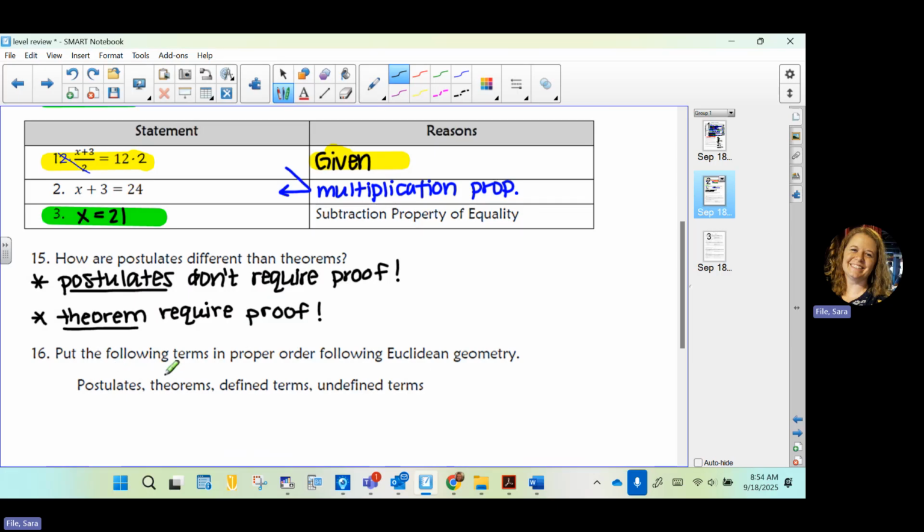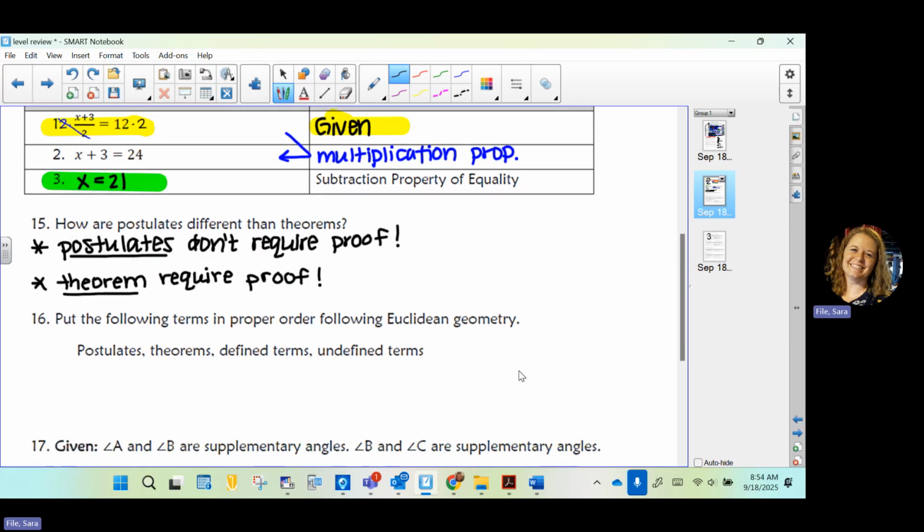All right, here are the 4 parts of Euclidean geometry. There's postulates and theorems, which we just talked about. There's defined terms and there's undefined terms. We have to know the order that those go in, and that's in our notes also. And we did it in our practice also. So the basis of geometry, what was the first thing we learned? The first 3 terms we talked about in Unit 1. The 3 undefined terms, which were what? I'm not asking that in this problem. I just want to know if you remember. The 3 undefined terms are points, lines, and planes.